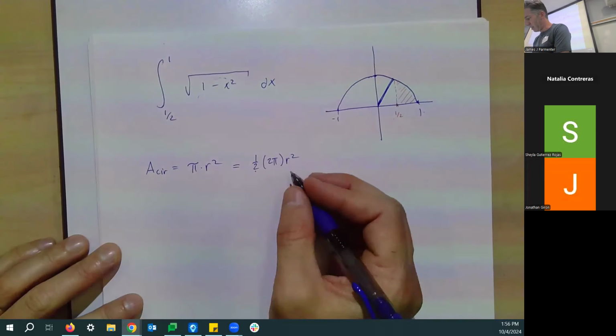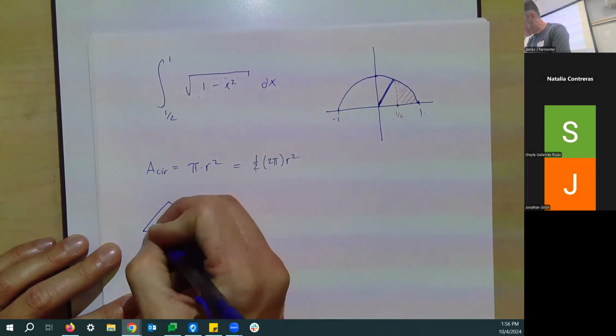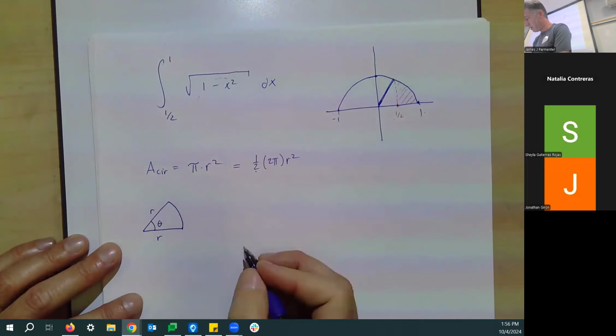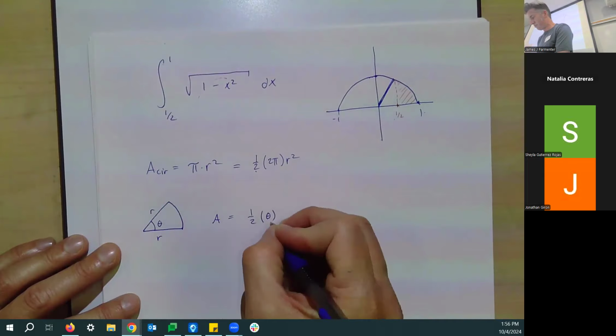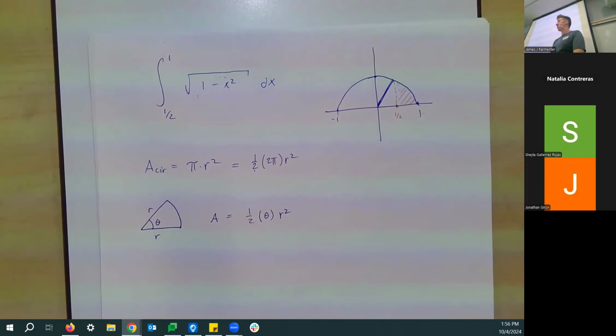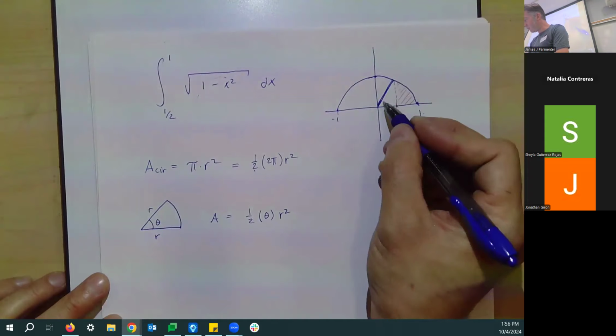So if I wanted to find, say, the area of this sector of a circle, whose radius is r and angle is theta, the area of that is going to be 1/2 times the angle that we draw out times r squared. That's the area of a sector formula. Cool. So we could find the area of this sector if only we knew that angle.